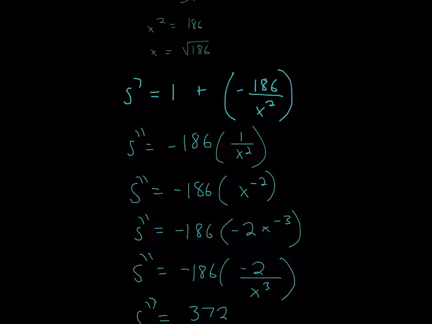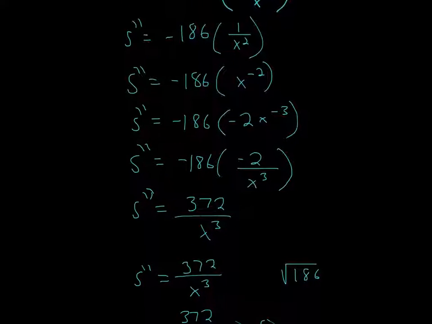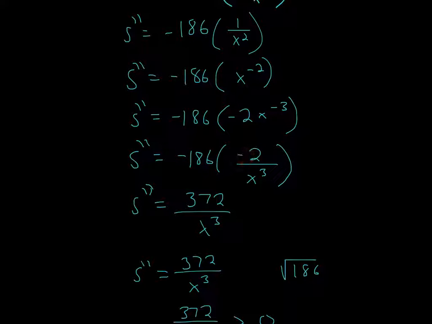So for that, we have to take the second derivative. The derivative of the constant 1 will just be 0, so it'll go away. And for the derivative of this, I can pull out the 186 and rewrite it as x to the negative 2. So I bring down the negative 2, and negative 2 minus 1 is negative 3, and then we have negative 186 times negative 2. I bring that to the denominator, so x cubed, and since both of these are negative, it becomes 372 divided by x cubed.